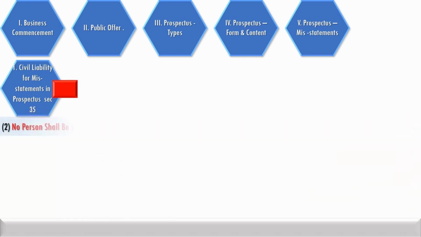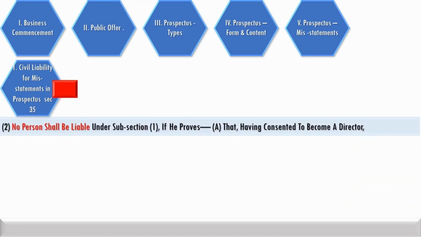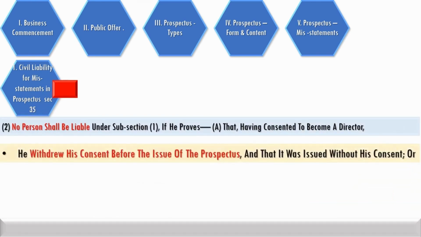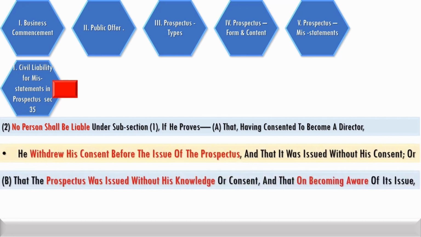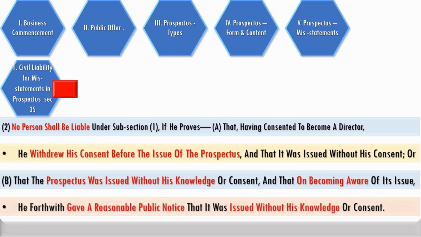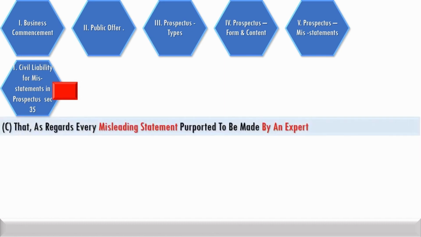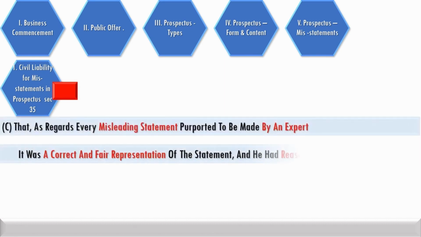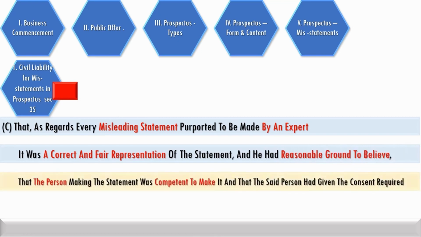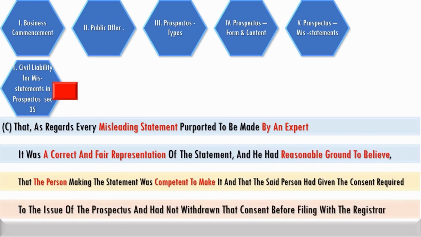A person can protect himself from liability if he proves that he withdrew his consent before the issue of the prospectus, or that the prospectus was issued without his knowledge and on becoming aware he forthwith gave a reasonable public notice that it was issued without his knowledge or consent. As regards expert, he can seek protection from the misleading statement by asserting that it was a correct and fair representation and he had reasonable ground to believe that the person making the statement was competent to make it.